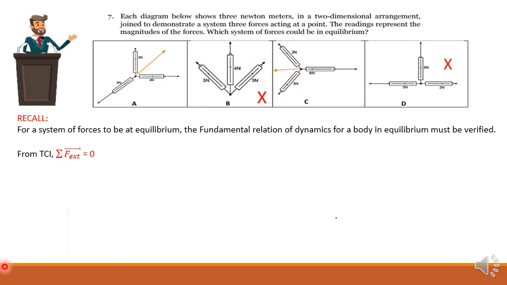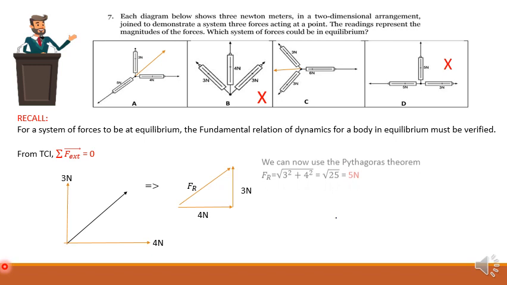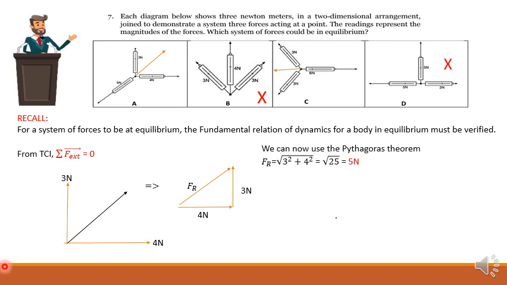Now let's go to option A. We have these forces. The 3 Newton force acting upward vertically, and the 4 Newton force acting horizontally to the right. The resultant of these two forces will be here, and we are going to use Pythagoras theorem to find the total resultant force of the 4 Newton and the 3 Newton forces. 3, 4. We now use the Pythagoras theorem to have that the resultant force here is 5 Newton, and the 5 Newton force is acting along this line.